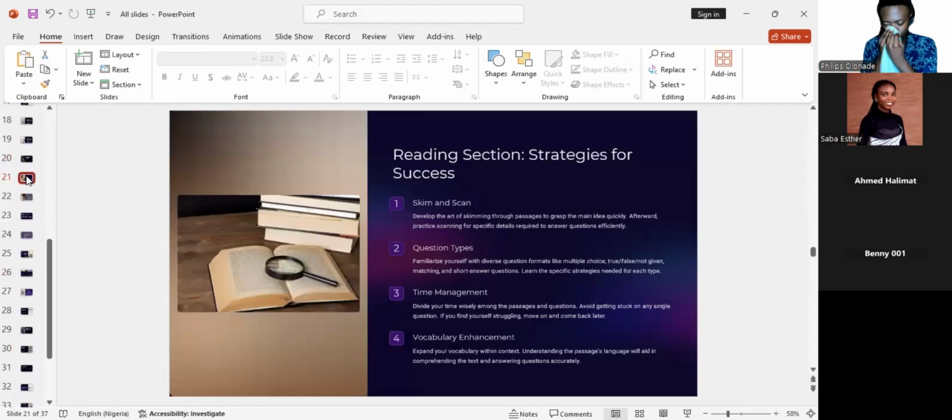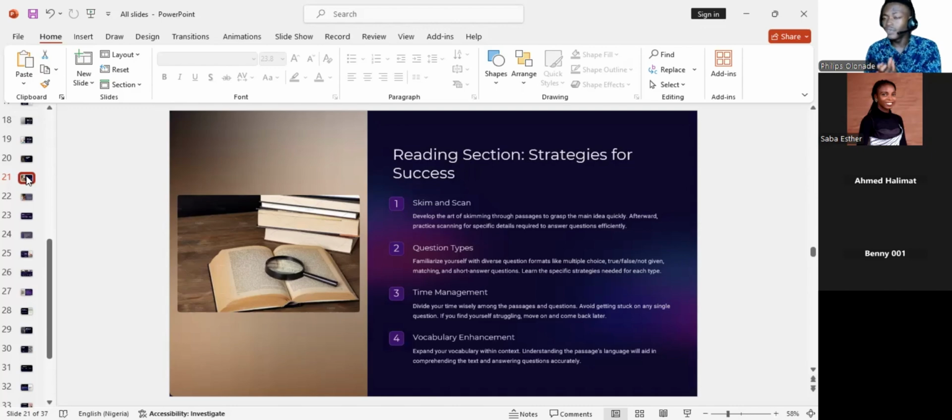For the reading section, the passage is always very long. So you want to learn how to skim and scan. Skimming means looking quickly over the passage and knowing what the idea is. Do you know that with skimming, you can know what the main point of that passage is without actually reading it from beginning to end? There are techniques to skimming.